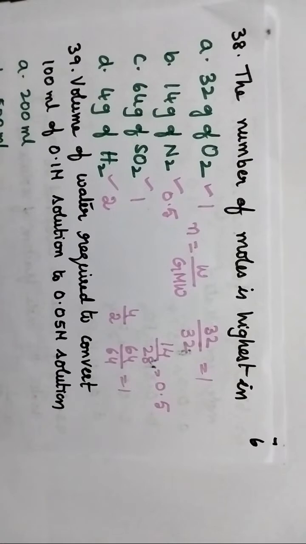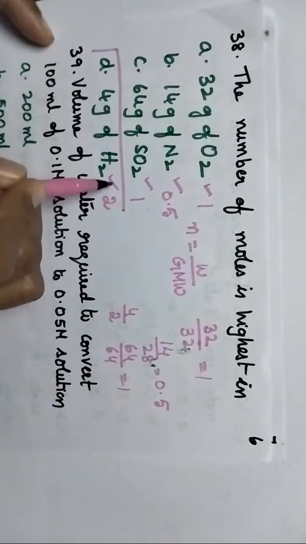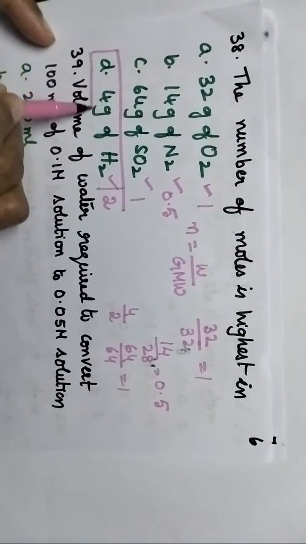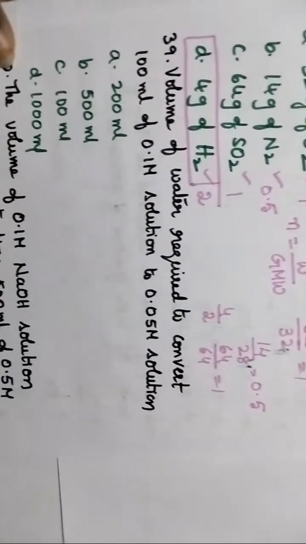Everything is clear? Yes, option D is the right answer. That's why just simply looking at the options you cannot answer. You just calculate and then answer.